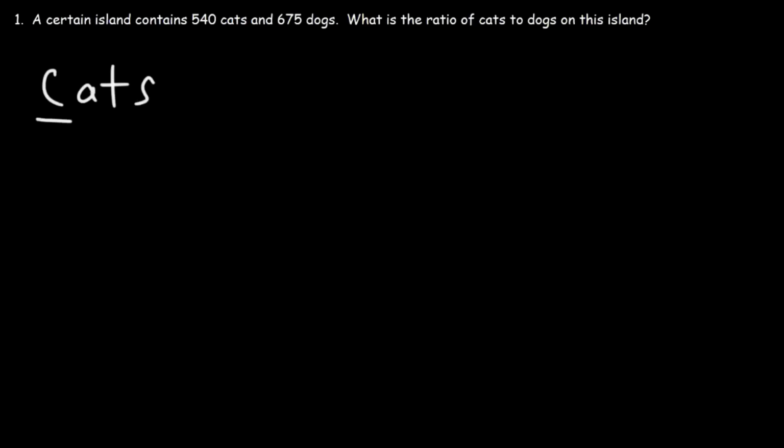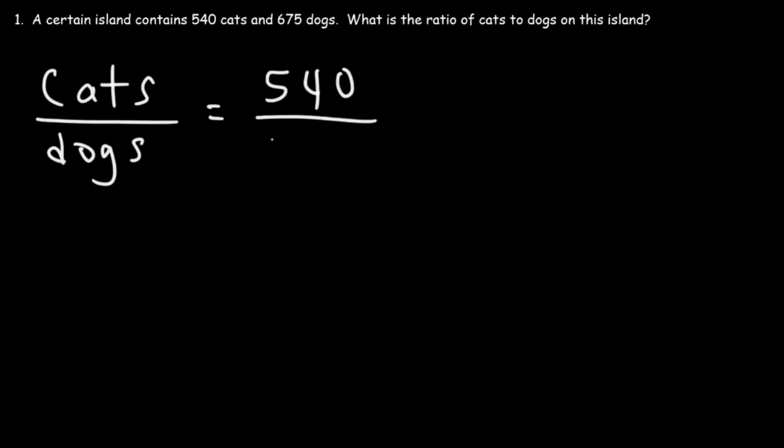One way in which we could do so is by setting up a fraction. Since cats came first, we're going to put it on the top of the fraction. And dogs came second, so we're going to put that on the bottom. So there's 540 cats and 675 dogs. Ratios and fractions, they're interconvertible. You can put a ratio into a fraction, or you can convert a fraction back into a ratio. Right now, what we need to do is simplify this fraction. Now, because the last digit of 540 and 675 is either a 0 or a 5, both numbers are divisible by 5.